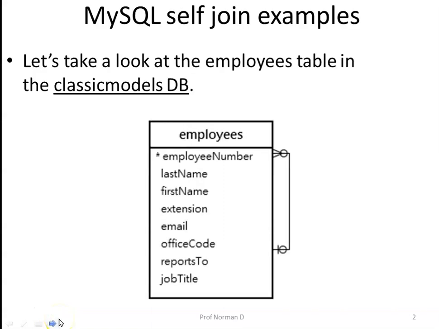We'll look at some examples. We refer to the employees table in the classic models database. The table employees stores not only the employees' data but also the organization structure. Now, why do I say that? The reports to column is used to determine the manager ID of an employee. Okay, we look at the snapshot and try to understand it in detail now.